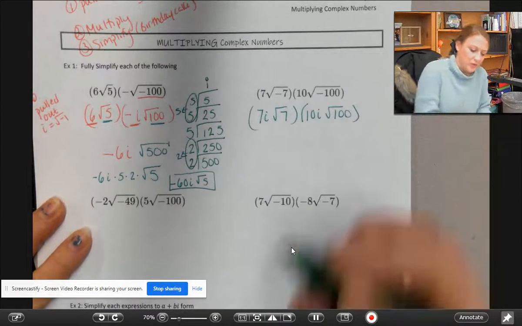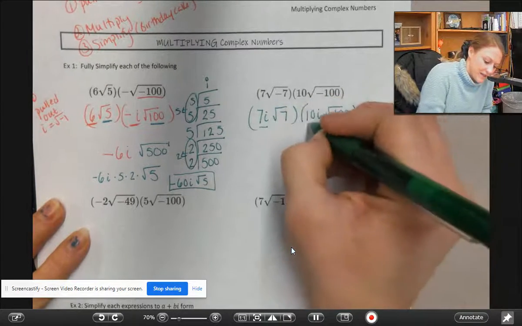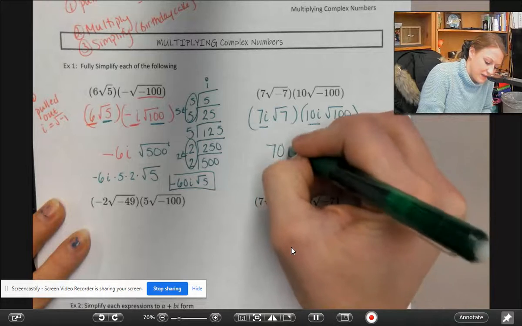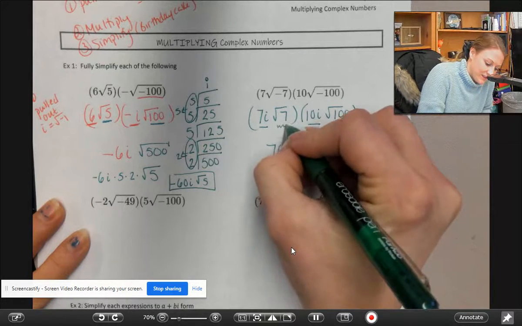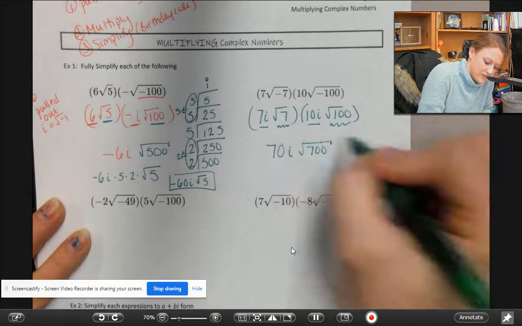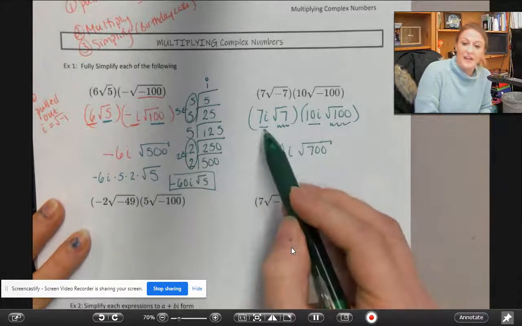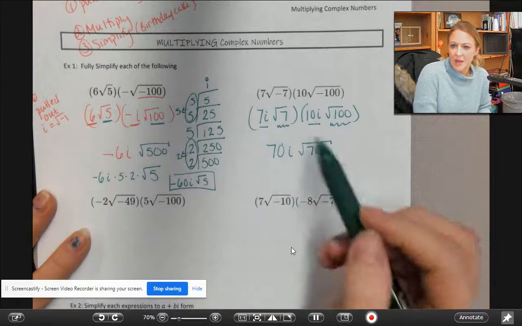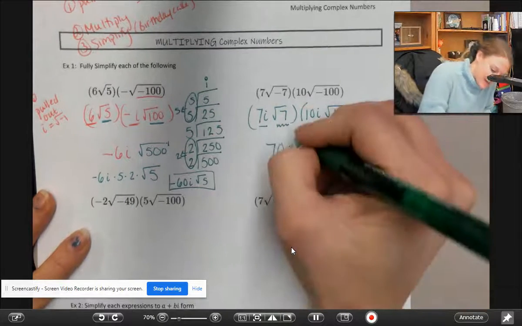Okay, and now we'll multiply. So 7i times 10i is 70i. And then root 7 times root 100 is root 700. Oops, sorry, 7i times 10i. What's x times x? That'd be x squared, right? So i times i is i squared.